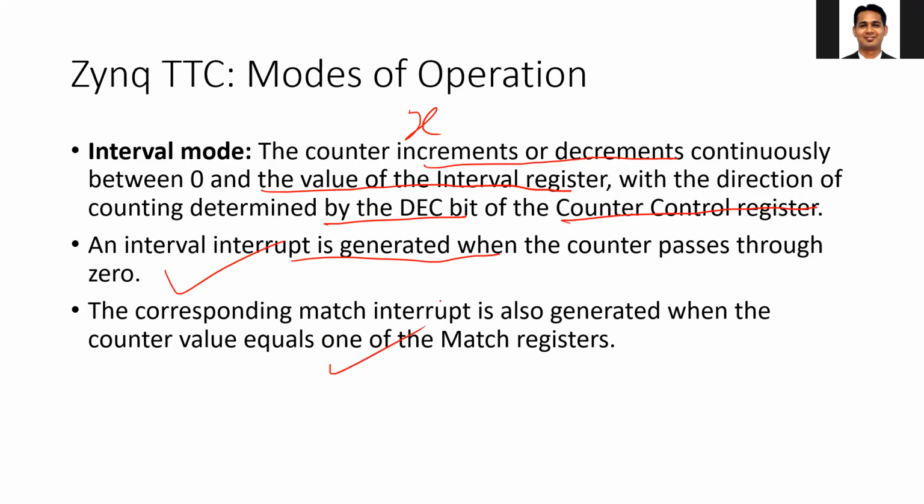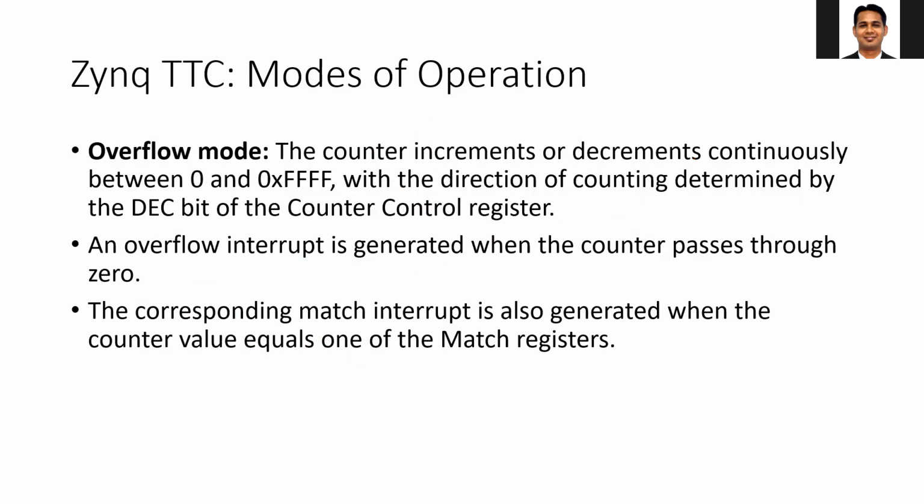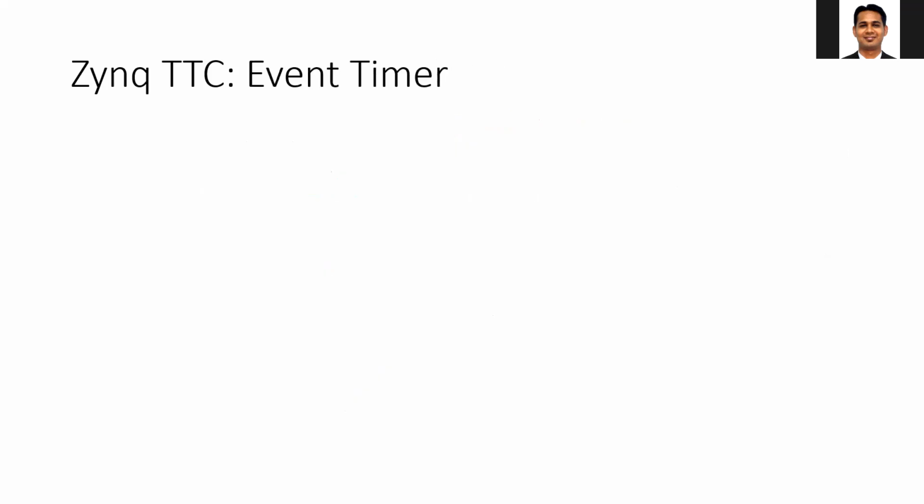Okay. Similar to the interval one, there is an overflow mode. Overflow mode means X is set to the maximum value. So in this case, for example, if it is a 16-bit counter, X is set to 0xFFFF. Whenever the counter goes through 0, it will generate the corresponding overflow interrupt, and similarly it will generate a matching interrupt also. Okay. So that is what the TTC timer is.